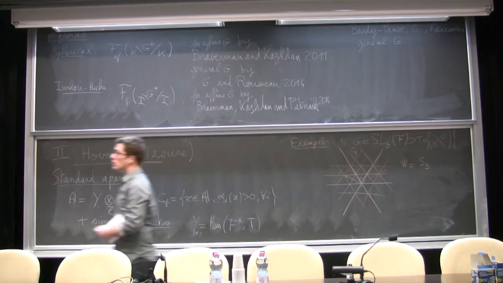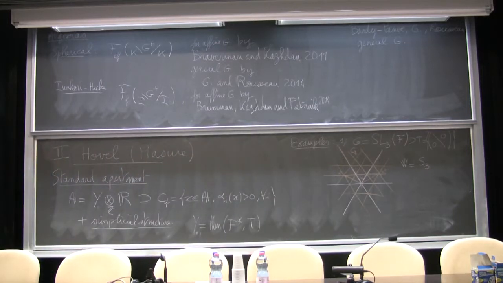Okay, and now this is a picture of the first example you may think of. This is SL2, so I would say, how can I write it, the affine Kac-Moody group SL2, and in here the torus is of dimension 3.